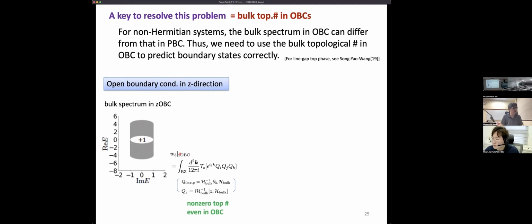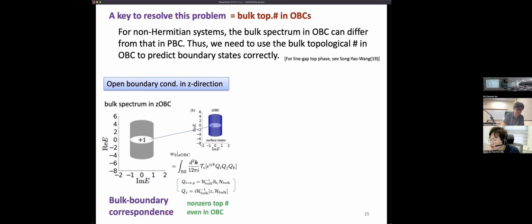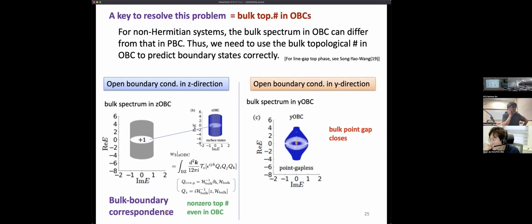Because now we have an open boundary condition, we need to use the real space representation to define the winding number. Once we consider the real space representation of the topological number, we can obtain a well-defined topological number. And we can show that the system supports a non-zero topological number even in the open boundary conditions. This is very consistent with the presence of the surface state here. So we have a bulk-boundary correspondence. And we also have a very consistent picture in the open boundary condition in the y direction.